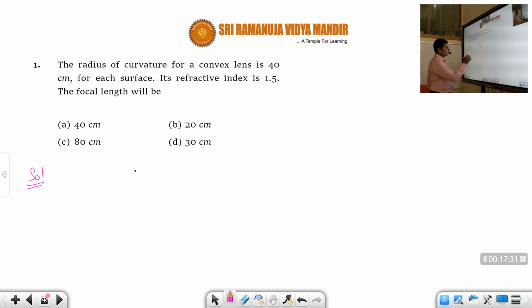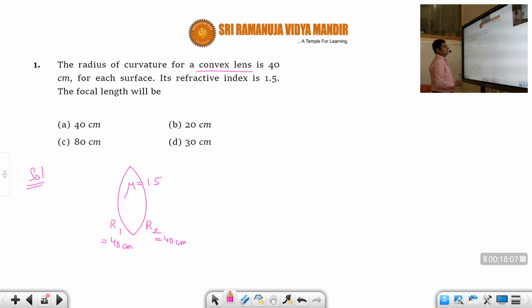So first you can draw the lens. Okay, students. So this is a convex lens, therefore thicker at the middle and thinner at the edges. Now this will have two surfaces, so two radii. But they told that the radius of curvature of a convex lens is 40 centimeters for each surface. So that means R1 is also 40 and R2 is also 40 centimeters. Okay, students. They didn't tell about sign. Please remember, students. Now we have to determine what is the sign of R1 and what is the sign of R2 according to sign convention. Now its refractive index is 1.5. So mu is given as 1.5.